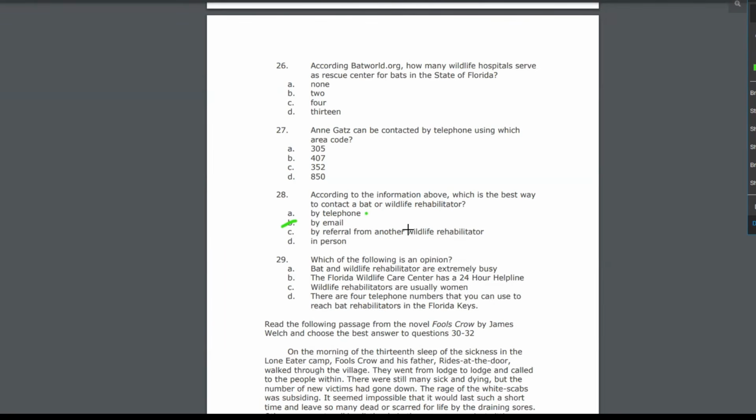It says by referral from another wildlife rehabilitator. That isn't mentioned anywhere in the paragraph about a referral. And then D, of course, says in person. So now we're going back to look at the information. Nowhere did they say that was the best way to do it. They were saying that you can consider transporting them or meeting them halfway or even making a donation. But if we look at the context, they're saying, if you find a bat, please call. So it would be by telephone.